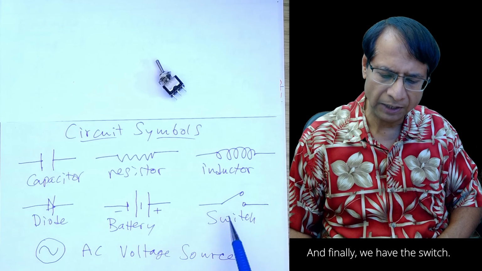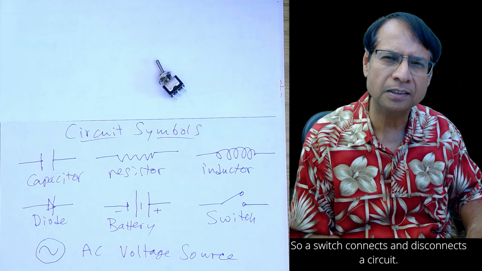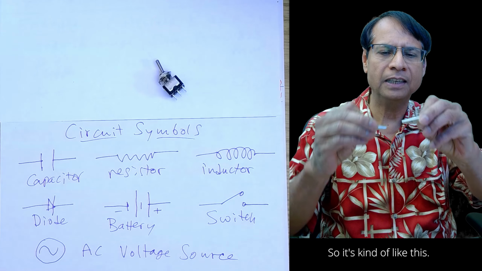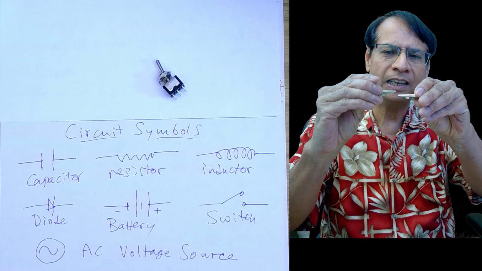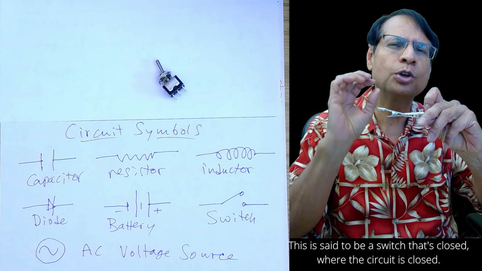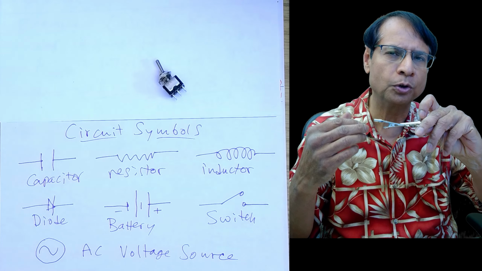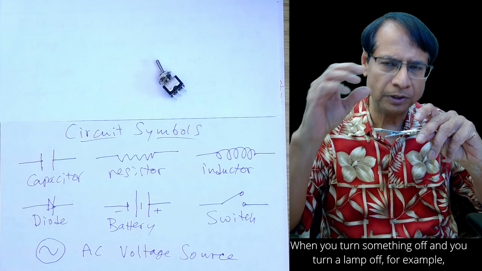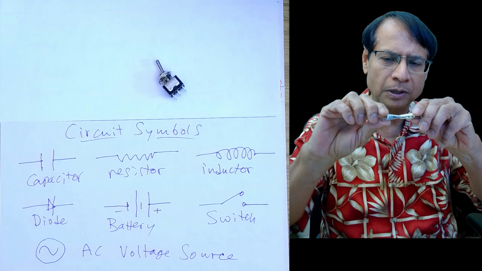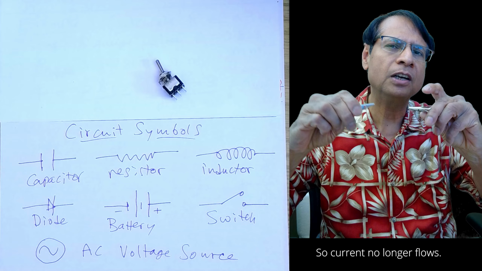And finally, we have the switch. Here's a switch. So a switch connects and disconnects a circuit. It's kind of like this. You have contacts inside. You can join them together. This is said to be a switch that's closed, where the circuit is closed. This allows current to flow through. When you turn something off, when you turn a lamp off, for example, what happens in the switch is the circuit is broken, so current no longer flows.